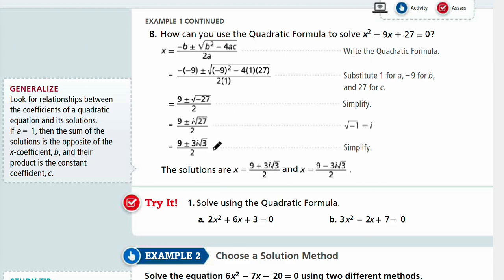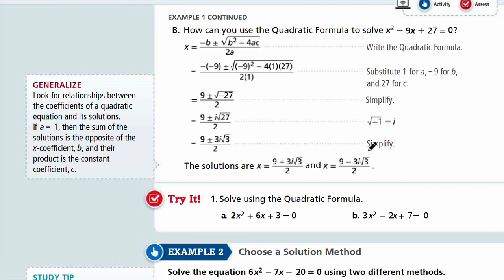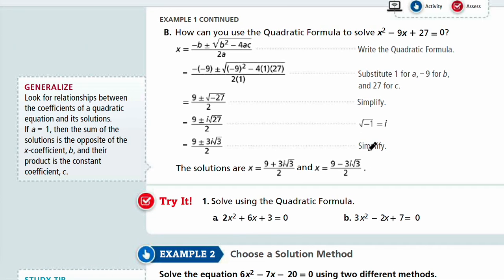So now we have two complex solutions, 9 plus 3i squared 3 over 2, and 9 minus 3i squared 3 over 2. So simplify after you plug in all the numbers. Easy. So first of all, make sure you have the form right where it's equal to 0, and identify A, B, and C. And then you plug it in and you solve and simplify. And that should be it.